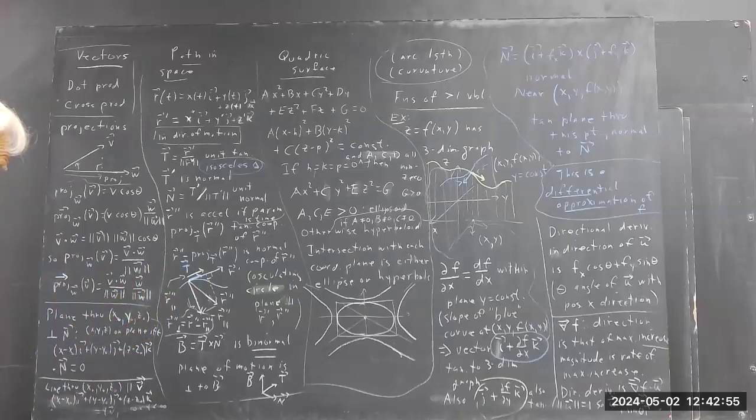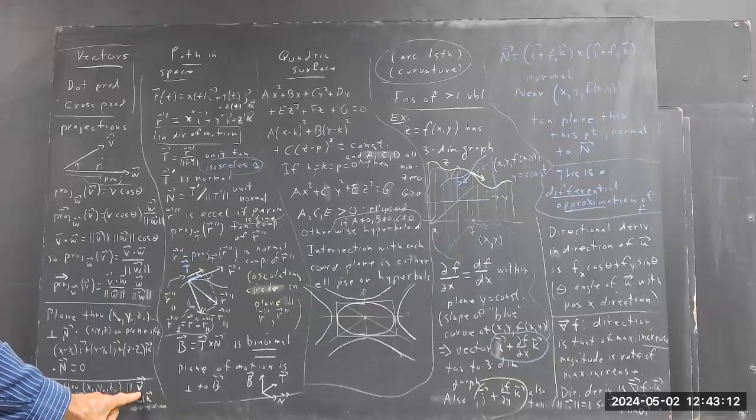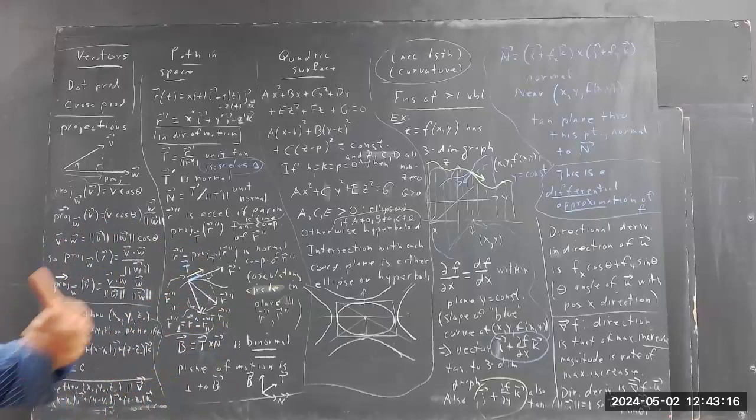Okay. And then if you do a line through x naught, y naught, z naught parallel to v, that just means that your vector from x naught, y naught, z naught to x, y, z is a multiple of v, scalar multiple of v. That's all there is to it. Those are your premises. You don't need to memorize fancy formulas if you can work from a simple premise.